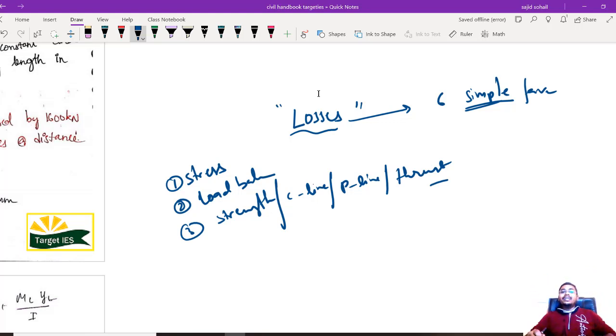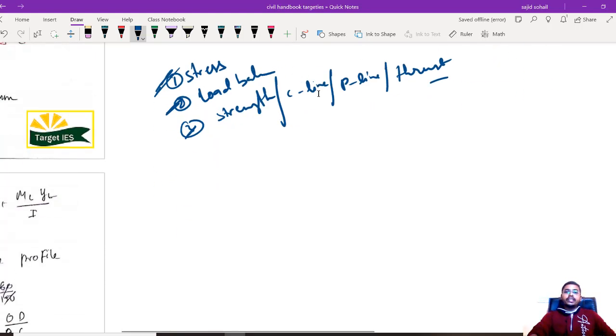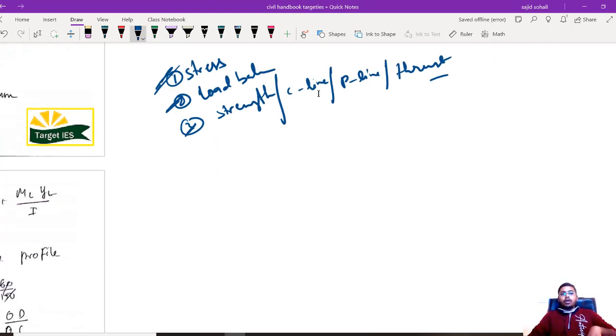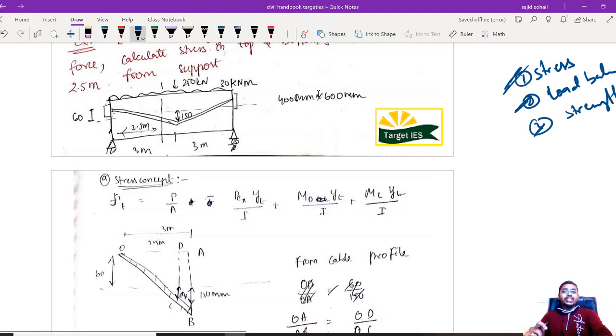Let us start with the stress concept. First I am going to start with the stress concept, and then I will solve the same question in the load balancing concept and strength concept. I will draw a box and solve these three side by side, and let us compare the answers. Very important. If you have understood those concepts, well and good. If you haven't understood them, even then, if you see how I am solve this question, your concept will be 100%. So let us see this question.